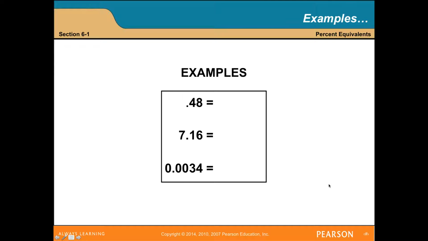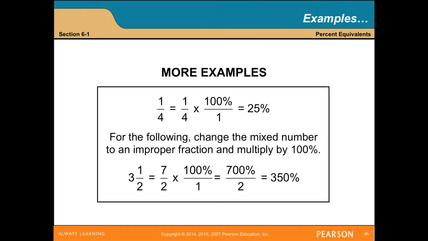Some more examples. 0.48 is 48%. 7.16 is equal to 716%. 0.0034 equals 0.34%. And here's some more examples. You have a quarter, which equals a quarter times 100% over 1, and that's 25%. So really all you did is split this 100% into fourths to get 25%.